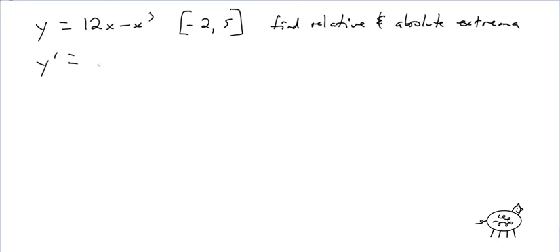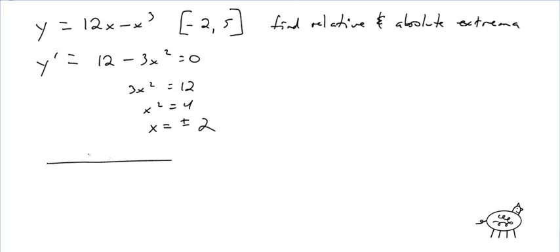Y prime is equal to 12 minus 3x squared. Set that equal to 0, so I get 3x squared equals 12. X squared is 4, so x equals plus or minus 2. Okay, do a little interval testing here. And we get, if I plug in negative 3 here, and I plug in 0, and I plug in 3, we test and we get negative, positive, and negative.